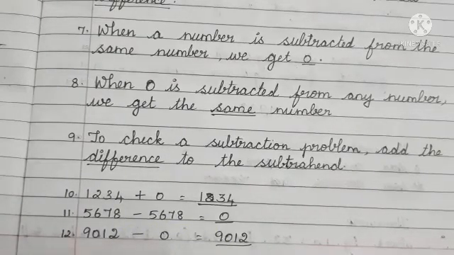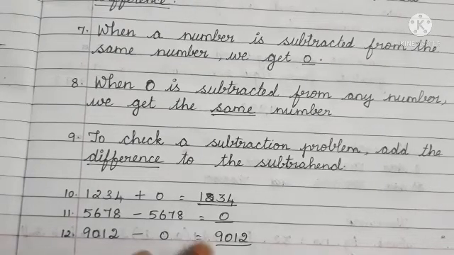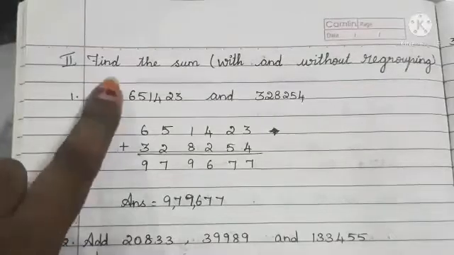So, last problem here, we have 9012 minus 0. We know that when you subtract 0 from any number, you will get the same number. So here we are getting the same number, that is 9012. Okay, I understood this.